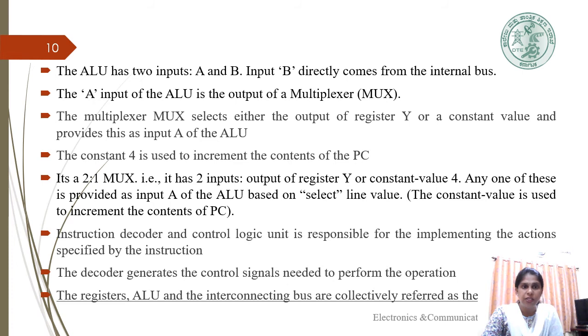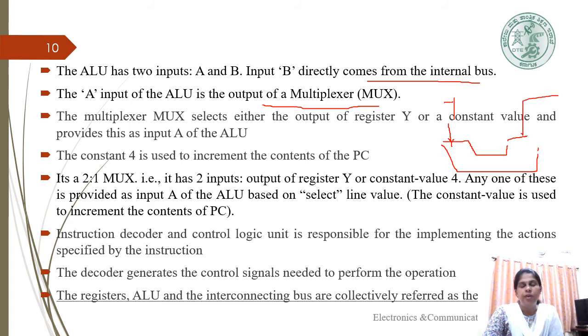Along with that, as we observed in the diagram, the ALU consists of two inputs. I have represented two terminals, A and B. Input B directly comes from the internal bus, but terminal A is connected to the output of the multiplexer. For the mux, you have observed that there are two particular inputs. One is select Y and another is connected to the bus.